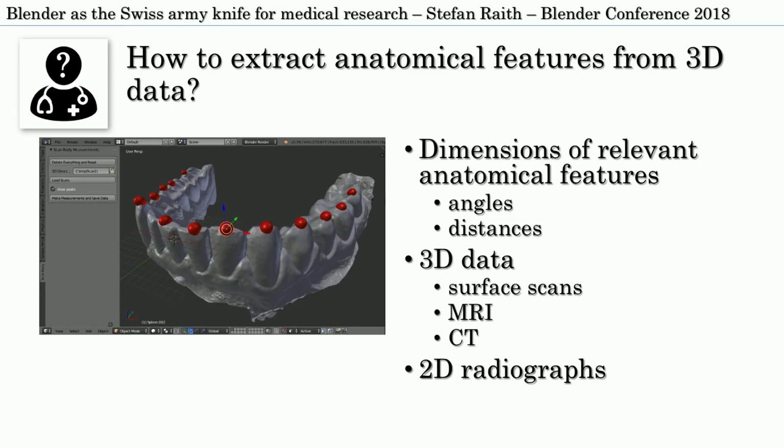So my first clinical question, which is a rather general one, is how to extract anatomical features from 3D data. My medical colleagues often work with data like surface scans, MRI or CT data, and are interested in distances or relative angles and so on. And for that application, Blender is really a useful tool. We can easily program specific add-ons that conduct several measurements.